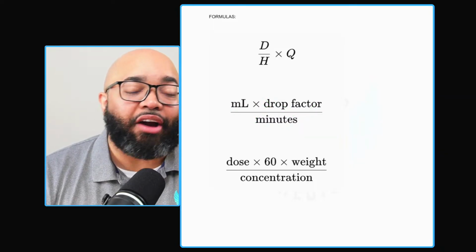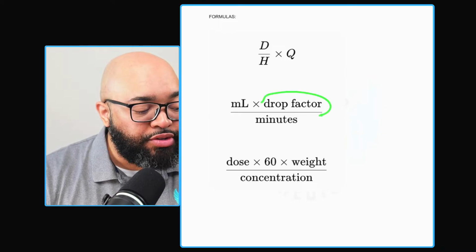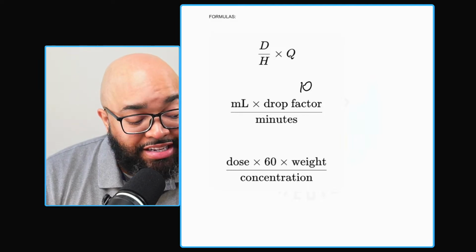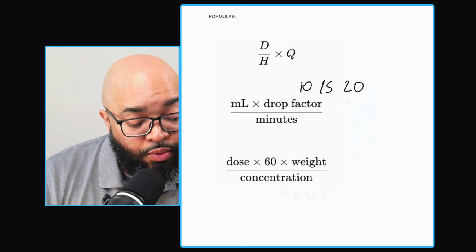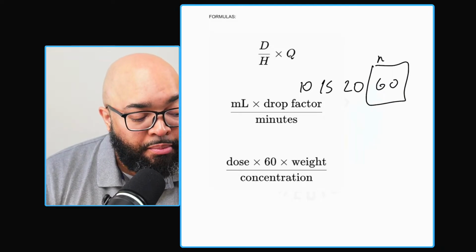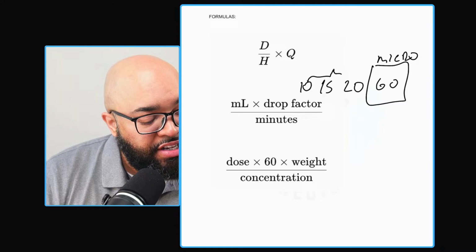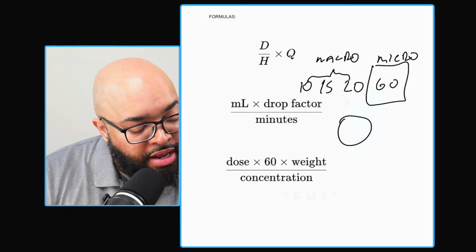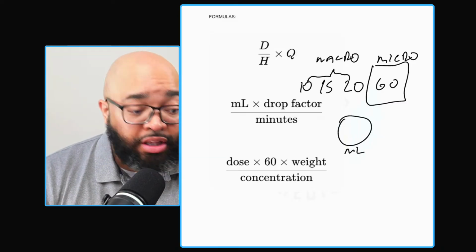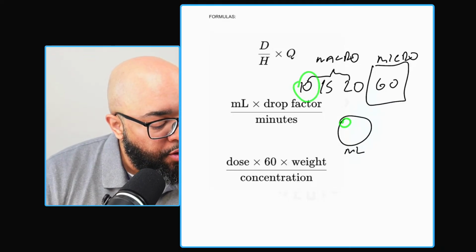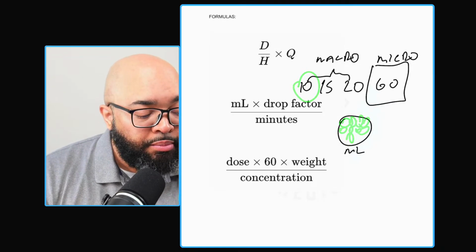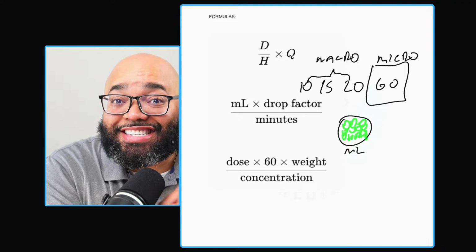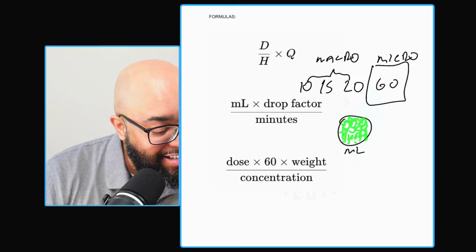Last week, I talked about your different types of IV tubing, whether you have a 10 drop set, a 15 drop set, a 20, or a 60. Of course, the 60 is our micro drop set, and the 10, 15, and 20 are our macro drip sets. What that means is, how many drops make up 1 milliliter? If you're using a 10 drop set, you get 10 drops in 1 milliliter. If you're using a 15 drop set, you now have 15 drops in 1 milliliter. But if you're using a 60 drop set, now you have 60 drops in the same milliliter.